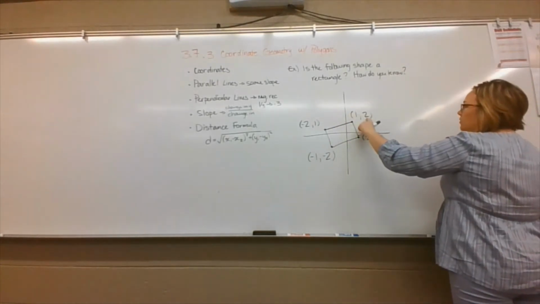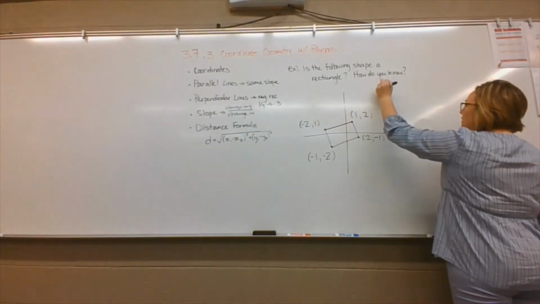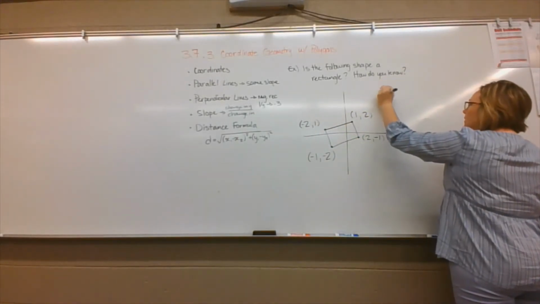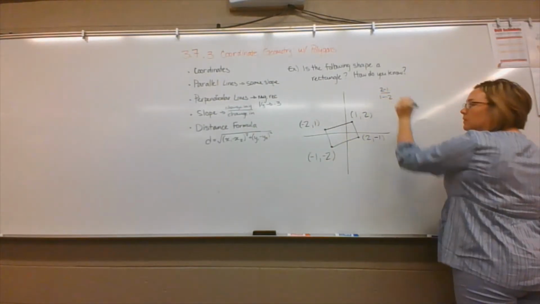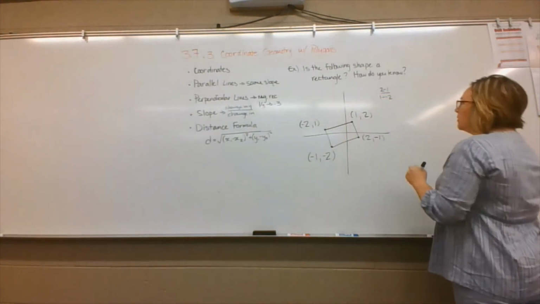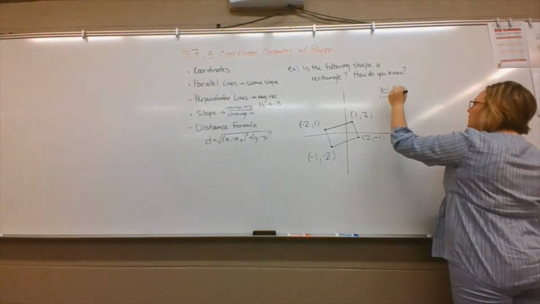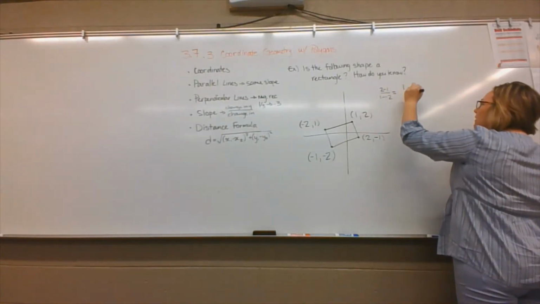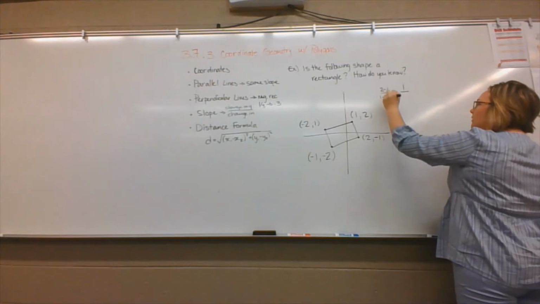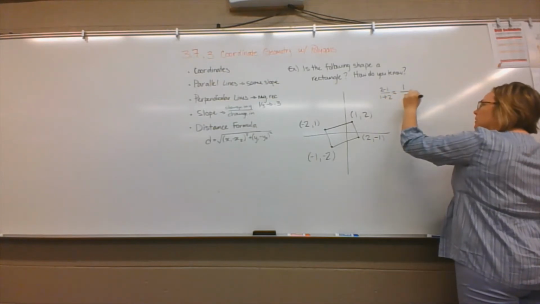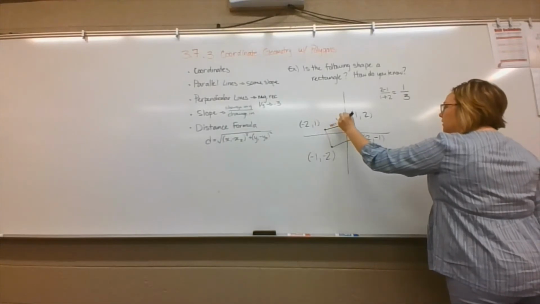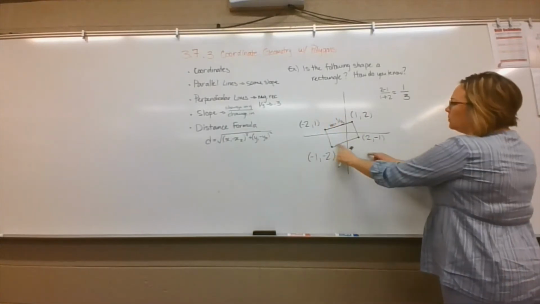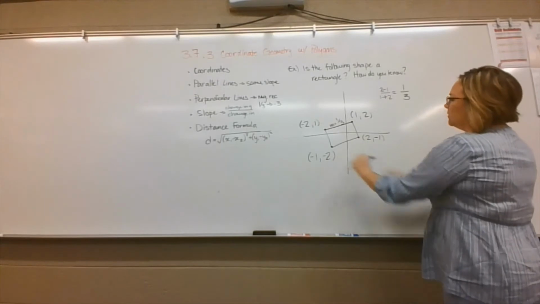So we are going to take 2 minus 1 over 1 minus -2. That might be kind of tiny. I'll write larger from here on out. 2 minus 1 is 1. 1 subtract a -2 is the same as adding, so that is 3. This is the slope of 1/3. Okay, so this bottom line down here needs to also have a slope of 1/3.